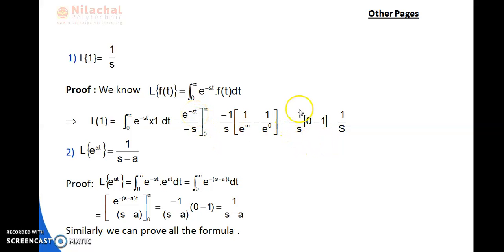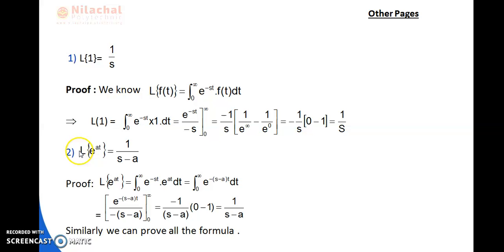That equals minus 1 by s times 1 by e to the power infinity, which is 0, minus 1, that equals 1 by s. So Laplace of 1 equals 1 by s. This is the proof of Laplace of 1 equals 1 by s. Let us start Laplace of e to the power at equals 1 by s minus a.